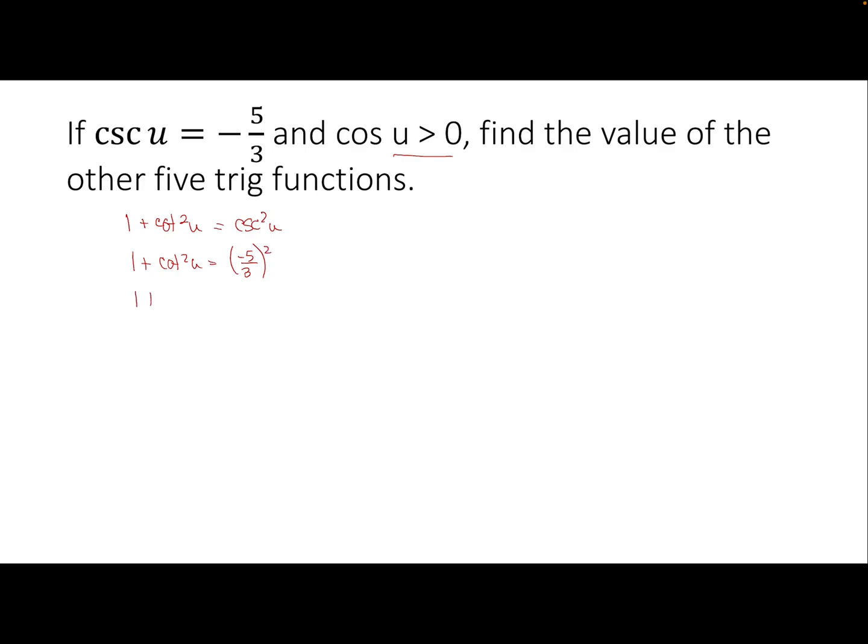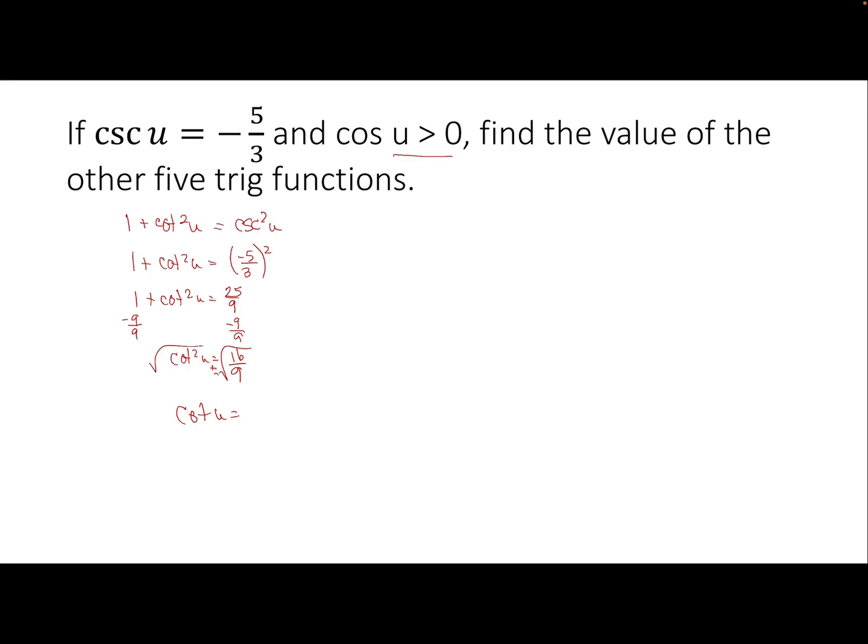So if 1 plus the cotangent squared of u is 25/9, and I want to solve for the cotangent squared of u, I can subtract 9/9 from both sides, and the cotangent squared of u will be 16/9. When we take the square root of both sides to eliminate the squaring, the cotangent of u is now either a positive or a negative 16/9. The square root of 16/9.